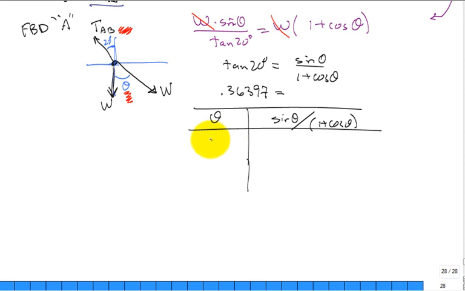And so let's pick 10 degrees. If you pick 10 degrees, sine of 10 degrees divided by 1 plus the cosine of 10 degrees comes in at 0.0875. Does that equal 0.36397? No. Keep going. How about 20 degrees? If you pick it, 0.1763.